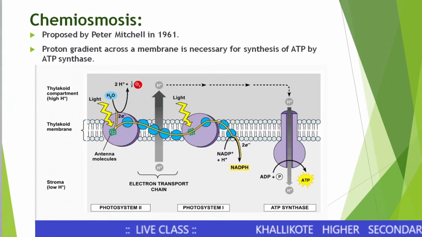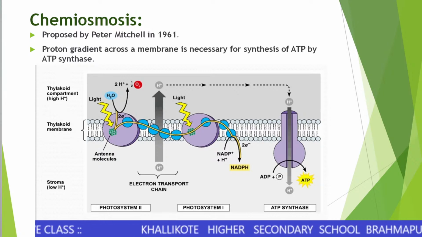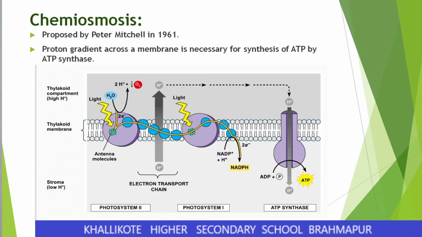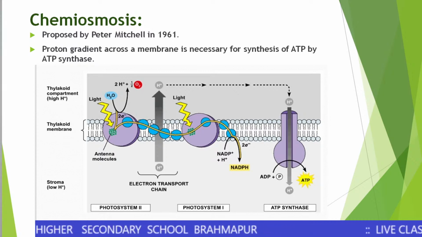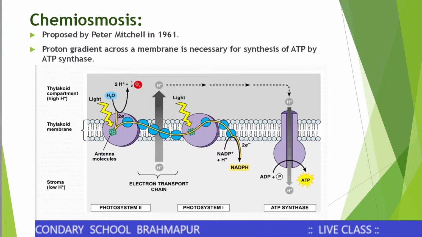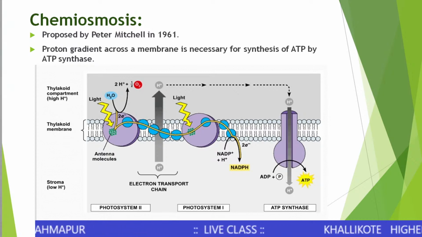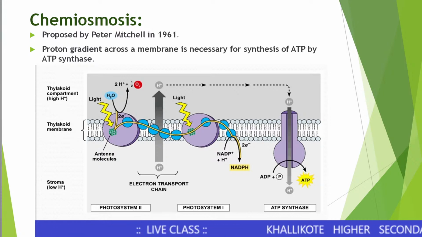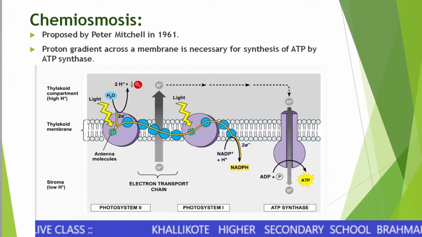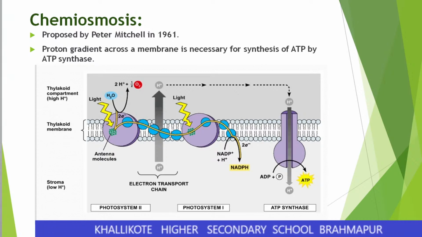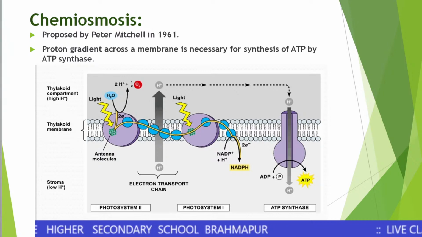So in the figure, as you can see, one side shows you the thylakoid compartment, the other is the thylakoid membrane, and the lower part is the stroma side. So the stroma side of the chloroplast, the thylakoid compartment or the thylakoid lumen where water is present, and the thylakoid membrane where the two photosystems are present, photosystem 2 and photosystem 1.